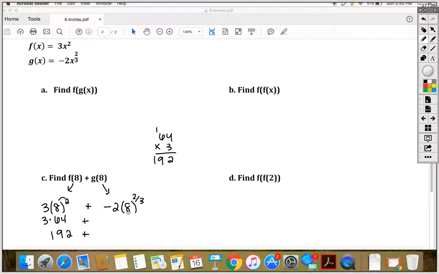Okay, I need to figure out what this is. So, first I do my power. 8 to the 2/3 power. So remember, when you have a fraction power, you can always write it as a radical, the cube root of 8 squared. The cube root of 8 is 2. If you plug that into your calculator, it's 2. 2 squared is 4. So this part right here is 4 times negative 2 is negative 8. So finally I'm doing 192 plus negative 8, which gives me 184.